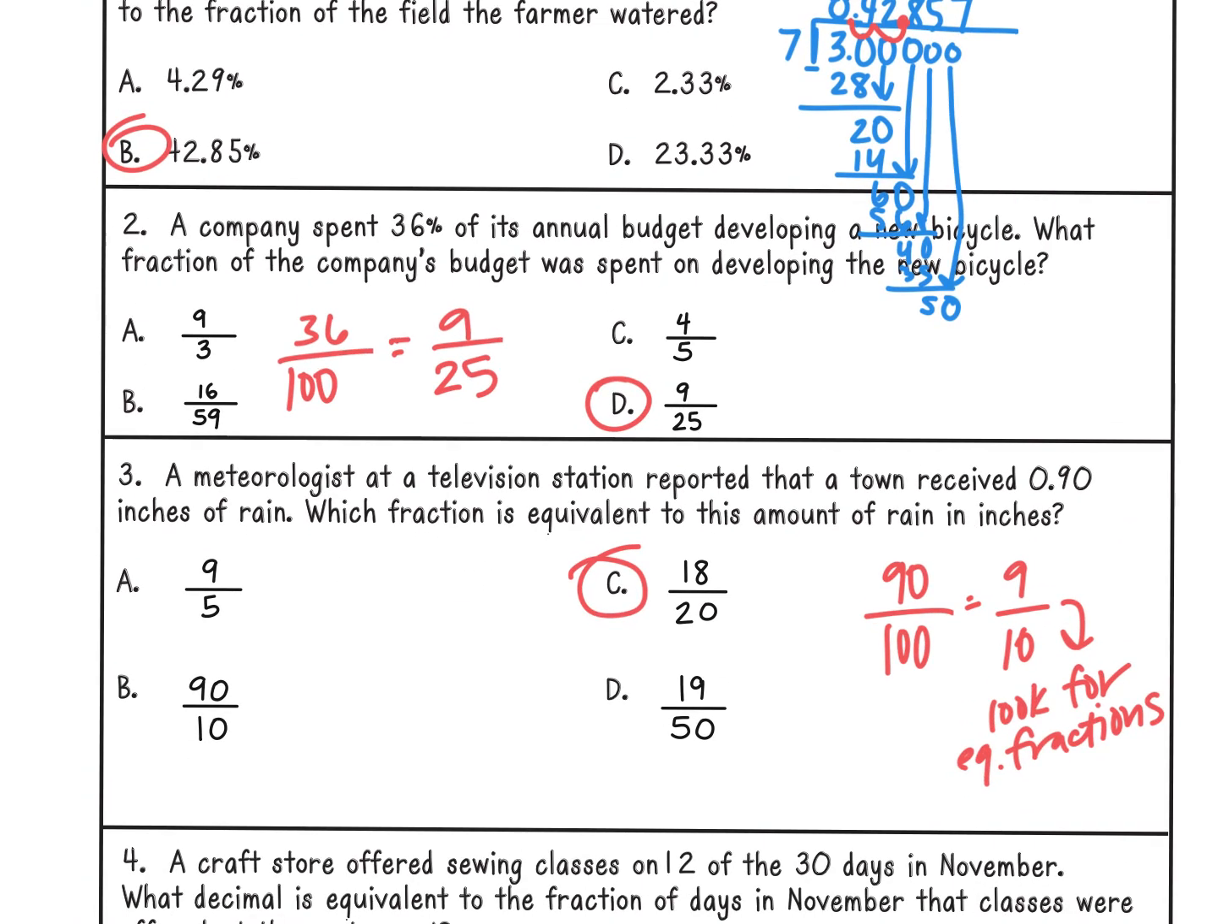Number 3 says a meteorologist at a television station reported that a town received 90 hundredths inches of rain. What fraction is equivalent to that? So I'm going to write 90 over 100 as a fraction, simplify it down to 9/10. And I'm looking for equivalent fractions to 9/10. And I can see that C would be the same as 9/10, because if I multiply the top and bottom both by 2, I would end up with 18/20.